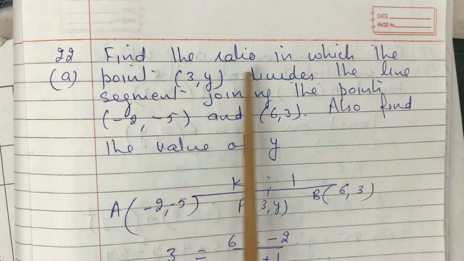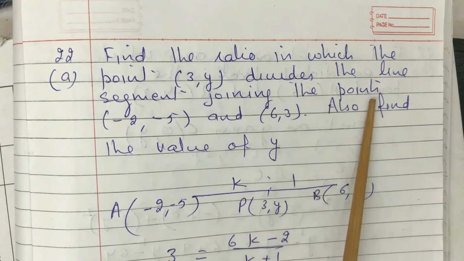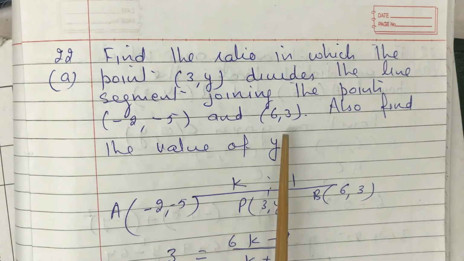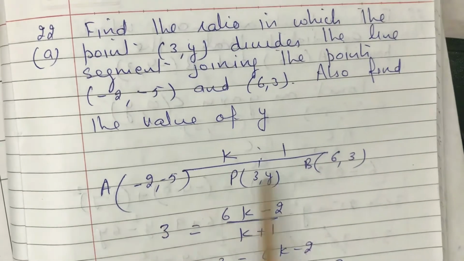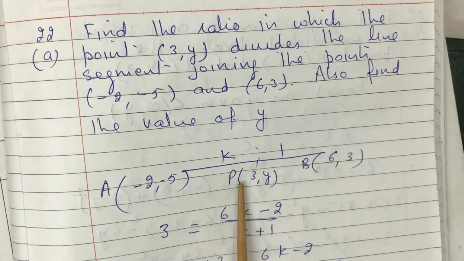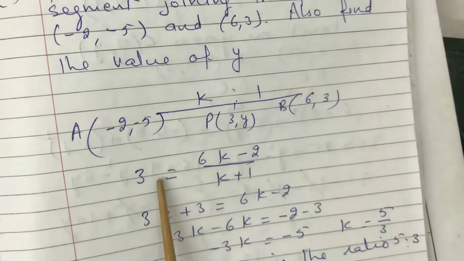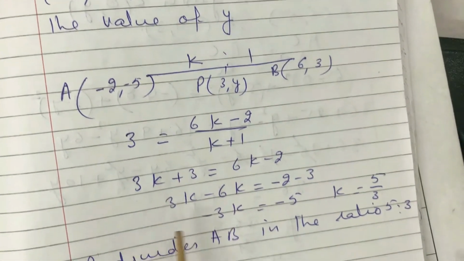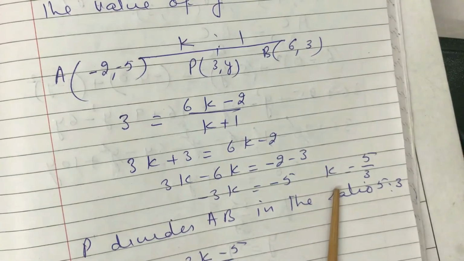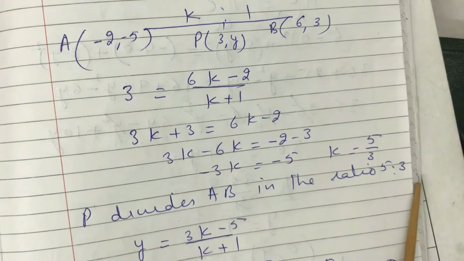Question number 22, A part. Find the ratio in which the point (3, y) divides the line segment joining the points (minus 2, minus 5) and (6, 3). Also find the value of y. Now AB is the line segment. P is a point which divides this line segment in the ratio k to 1. So 3 is equal to (6k minus 2) upon (k plus 1). When you solve this, the value of k will come out to be 5 by 3. So P divides AB in the ratio 5 to 3.